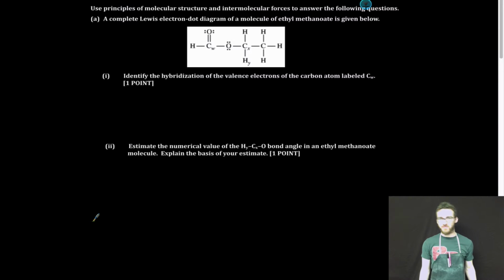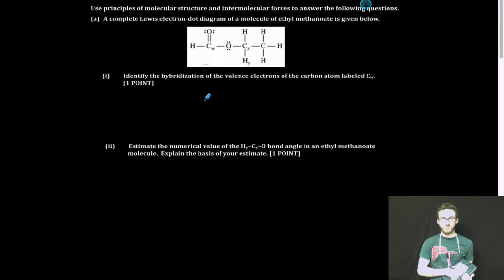Use principles of molecular structure and intermolecular forces to answer the following questions. Part A. A complete Lewis electron dot diagram of a molecule of ethyl methanoate is given below. Boom! Subpart I. Identify the hybridization of the valence electrons of the carbon atom labeled C sub W.